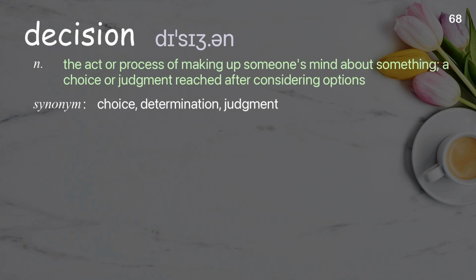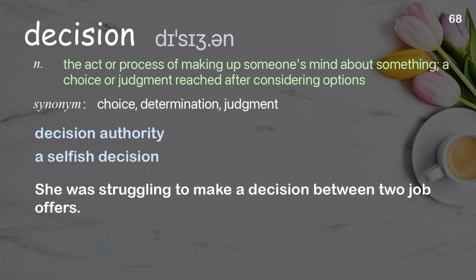Decision. The act or process of making up someone's mind about something, a choice or judgment reached after considering options. Examples: decision authority. A selfish decision. She was struggling to make a decision between two job offers.